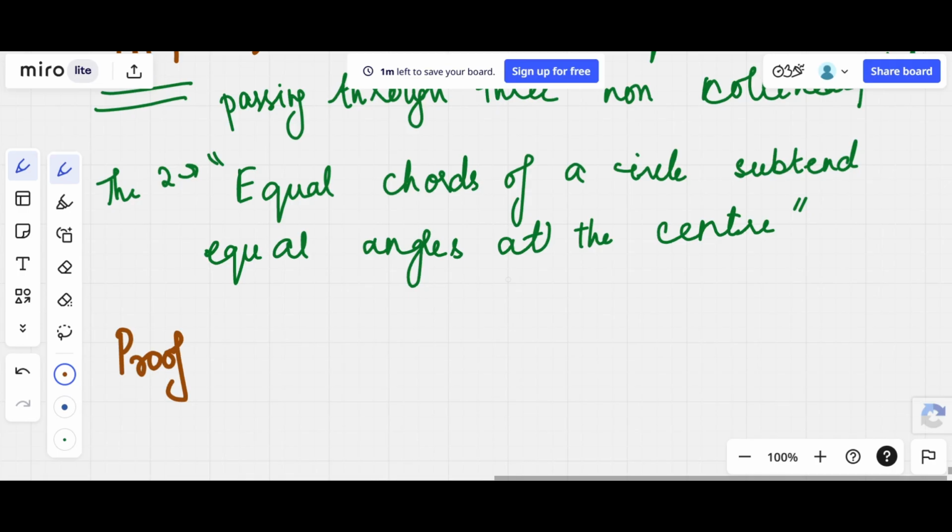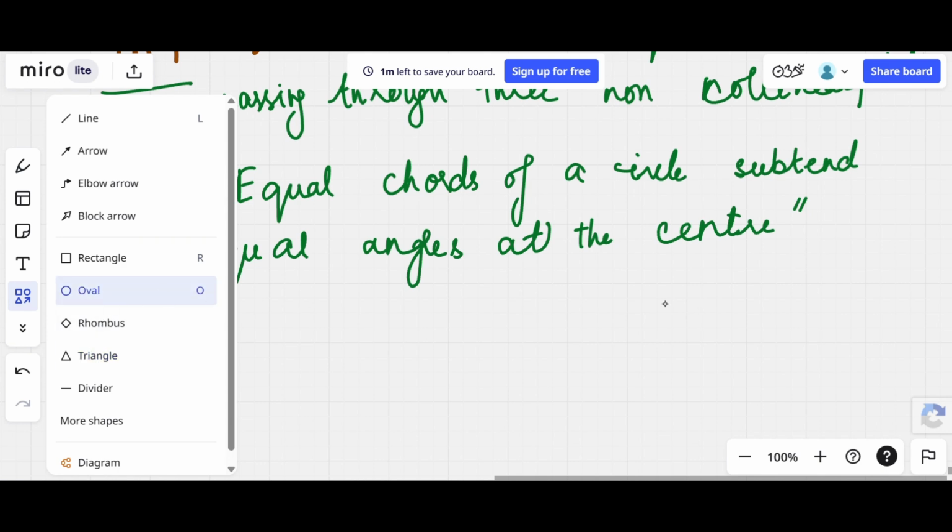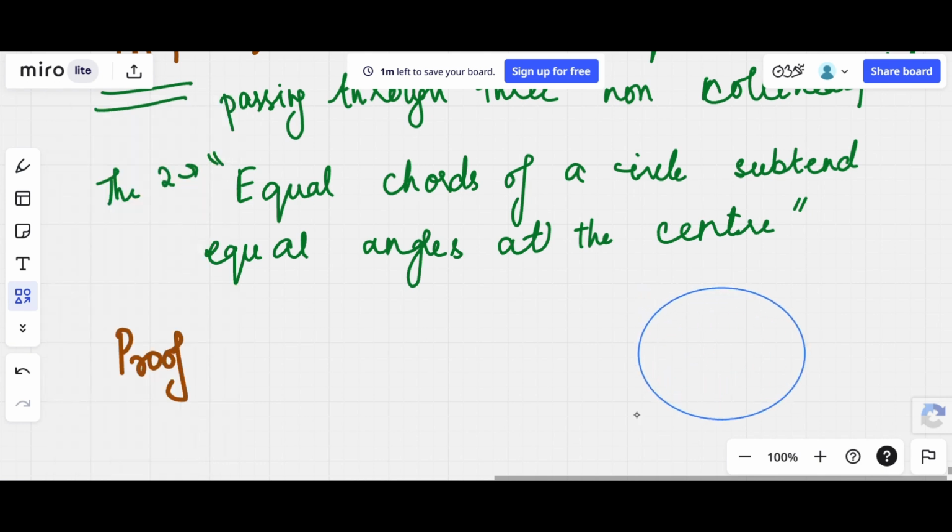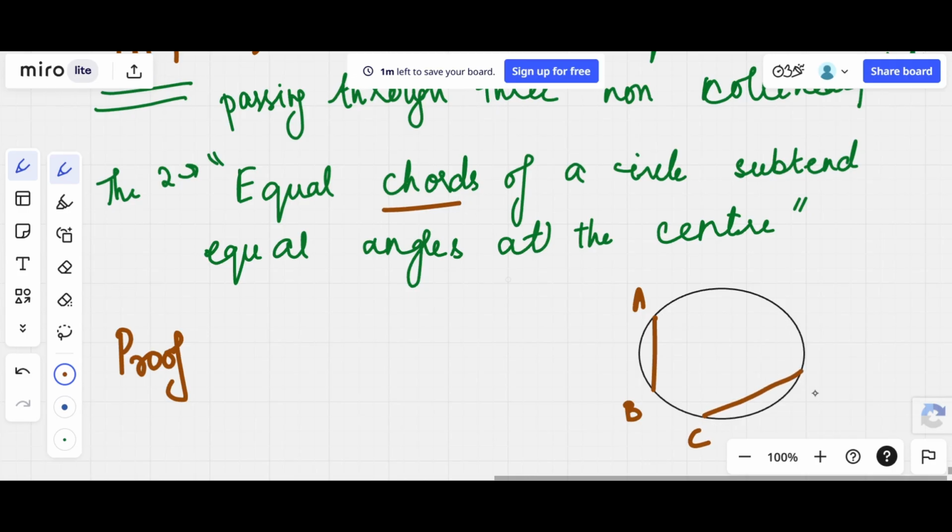Let us do this, okay? Now look at this. I'm going to make a circle first. This is my circle. Equal chords. AB is one chord. They said equal chords. That means there are two chords. Let me make here CD. So what is given to us? Given two chords.